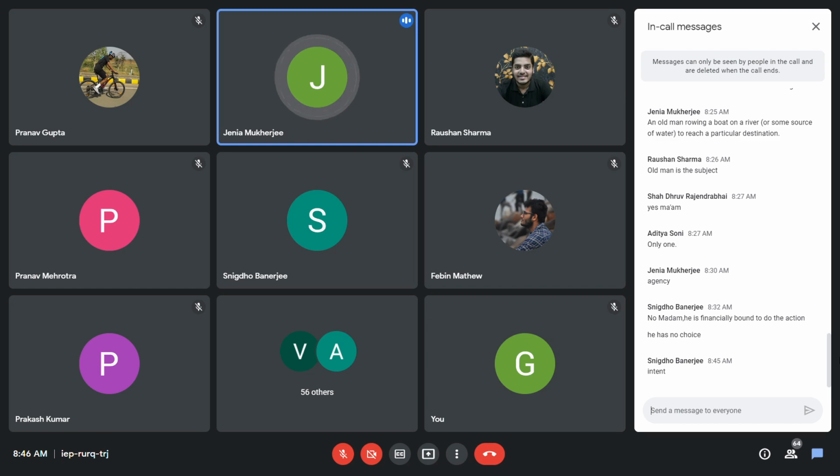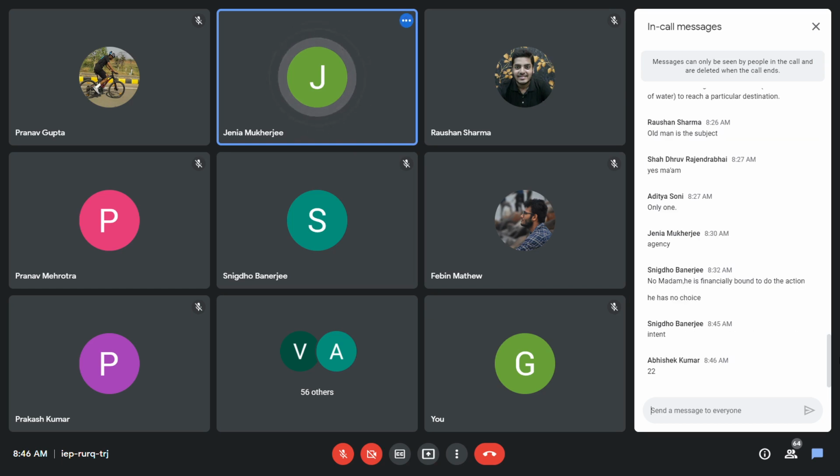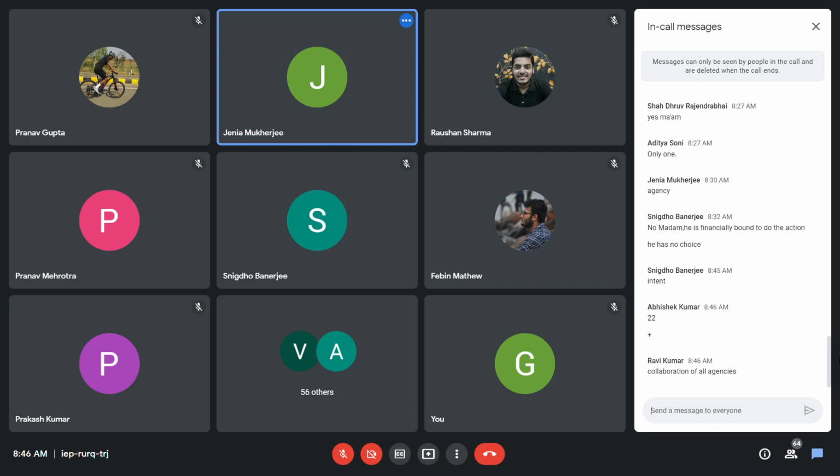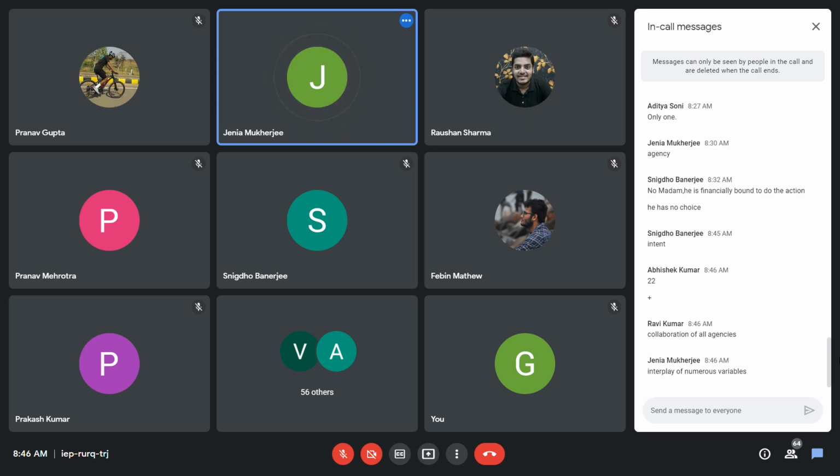But there may be other things as well, and that definitely can have some sort of influence. What is that? Collaboration of all agencies. Yes. So, collaboration of all agencies and interplay of numerous variables. So then what is the keyword, Ravi?